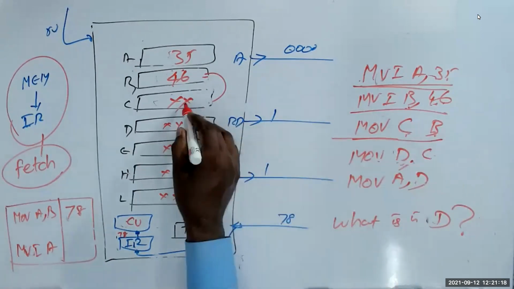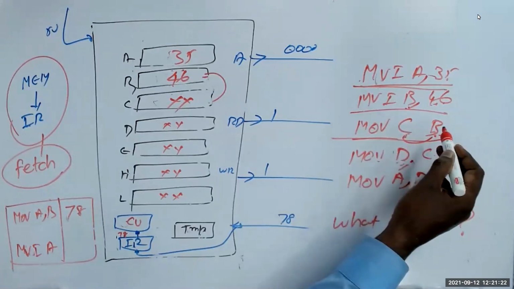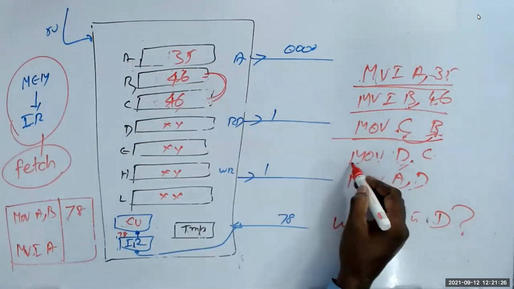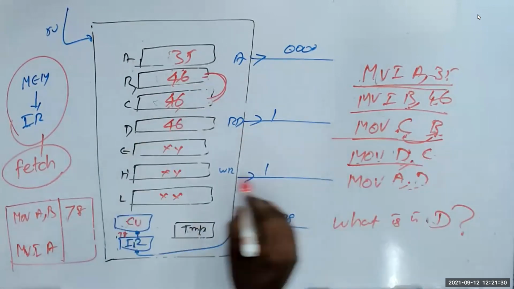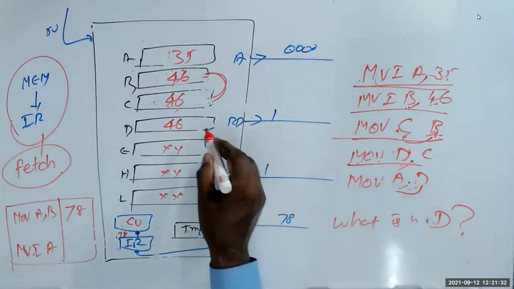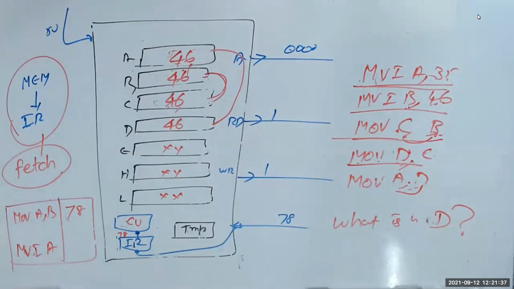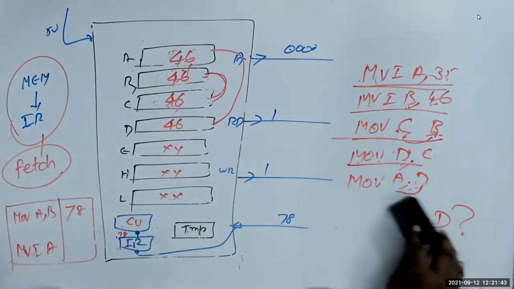What happened? Move B to C, so 46. Then I say move C to D, 46. Then move D to A. So it's gone to A. Now all the registers become 46. Is it clear or not? If these 5 instructions are clear, then you have done.